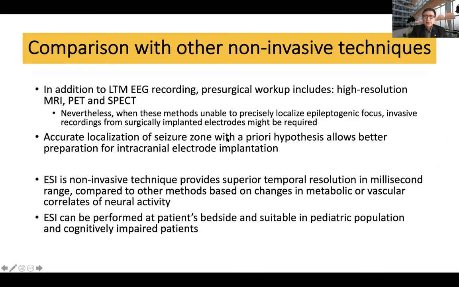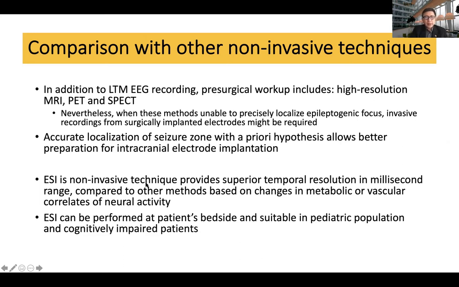Comparison with other non-invasive techniques. In addition to long-term monitoring EEG recording, pre-surgical workup includes high-resolution MRI scan, PET, and SPECT. Nevertheless, when these methods are unable to precisely localize the epileptic focus, invasive recording from surgically implanted electrodes might be required. So accurate localization of the seizure zone with a priori hypothesis allows better preparation for proper placement of intracranial electrode implantation, and avoids something like a fishing expedition over the cortical area without any limited hypothesis for the epileptic zone.